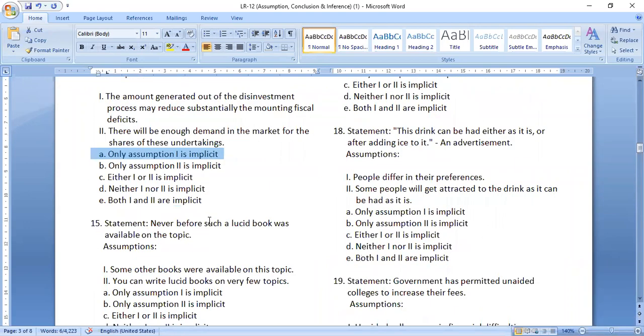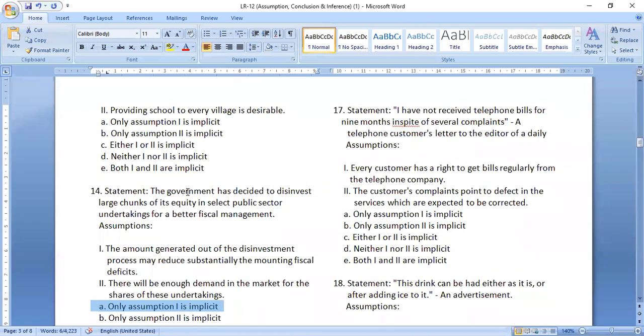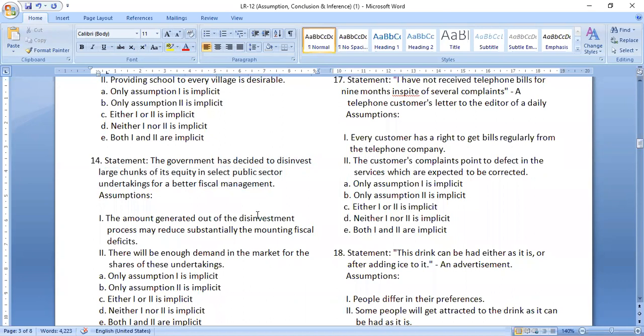Okay, now I have a question. If there wasn't demand, they wouldn't plan on selling it, right? Like, if there's no demand, the government wouldn't have wanted to sell. But it's only disinvesting large chunks of its equity. It's probably disinvesting because the money from disinvesting may reduce its fiscal deficit, and the very fact that it is trying to disinvest means that there isn't much demand.